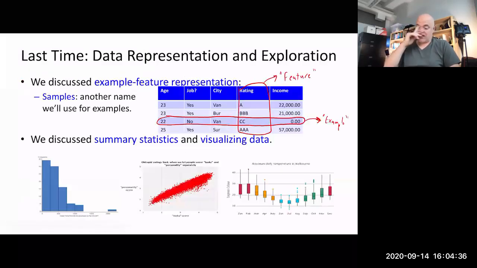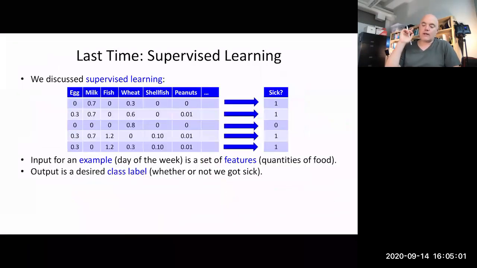Last time we talked about data representation and things that you should do before you start doing data mining or machine learning. The most critical vocabulary that we established last time is what a feature is and what an example or sample is, right? Features are the columns, examples are the rows, and we're going to eventually, even today, talk about this as the data input matrix X. We talked a little bit about summary statistics and visualizing data. What we did not do is frame a particular problem as a supervised learning problem, okay?